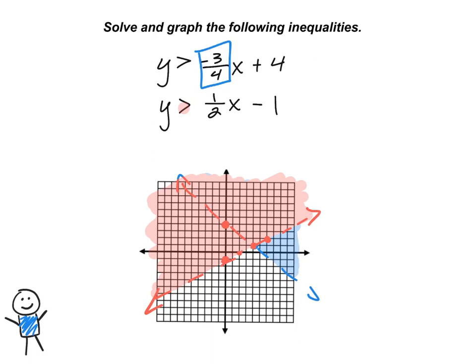The area here that got a double dose of shading, that is the solution set. That's the area that will satisfy both of these linear inequalities. So all you have to do is graph each linear inequality, use the correct solid or dashed line, shade above or below the line as the inequality demands, and then whichever area is double shaded, shaded for both inequalities, that's the solution set. So every point in green in this case would be in the solution set.